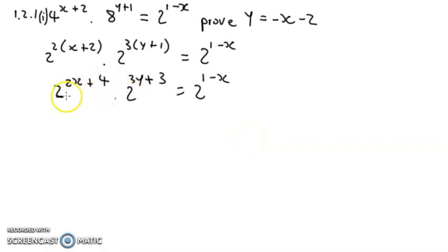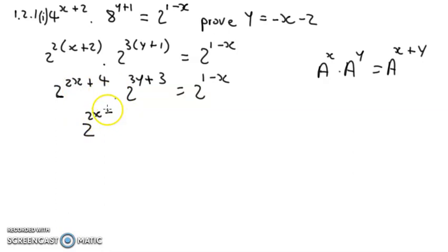Now, remember one of the laws of exponents, I don't know its name, but if you have a to the power x multiplied by a to the power y, that's the same as a to the power of x plus y. So if bases are the same, you add the exponents. That's the same thing here. 2 is common. We're going to add the exponents. As a result, we're going to have 2x plus 4 plus 3y plus 3, and that's going to be equal to 2 to the power of 1 minus x.